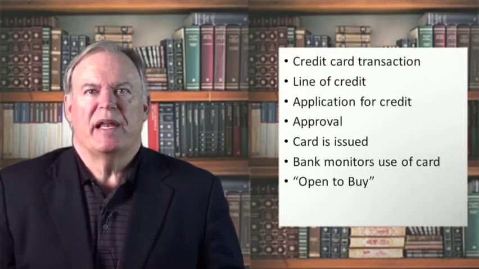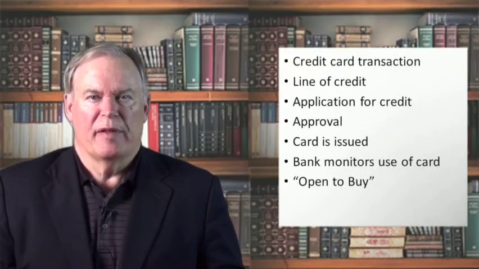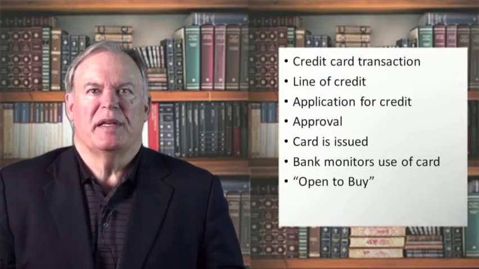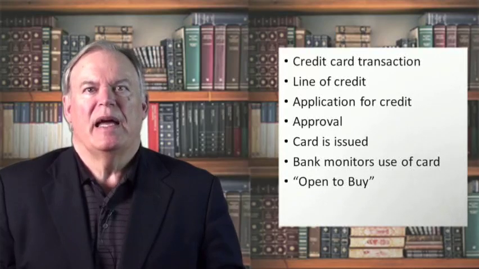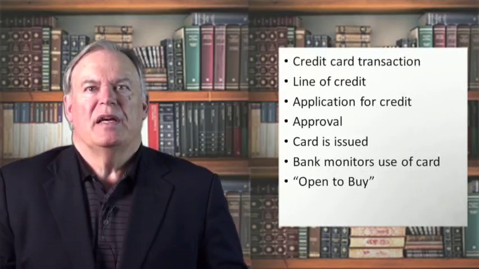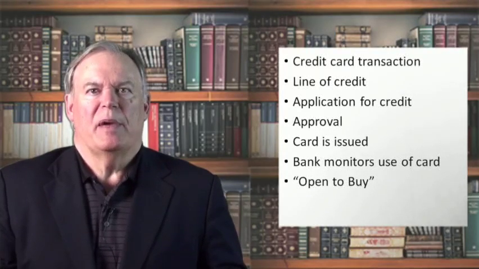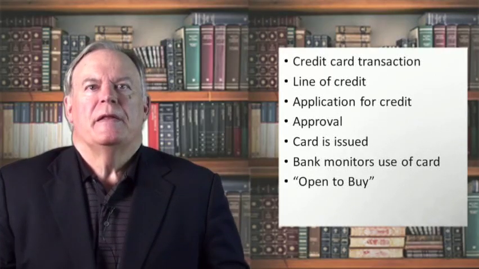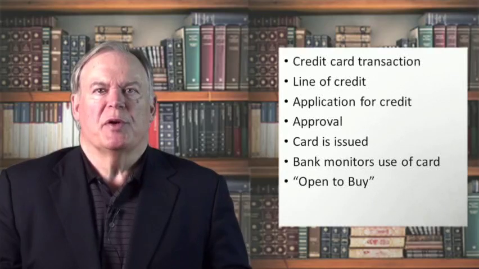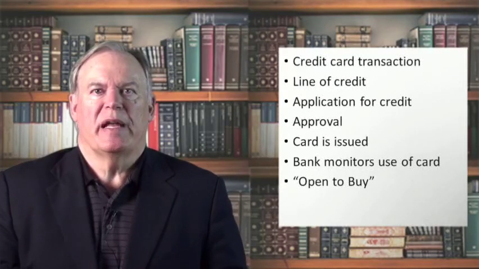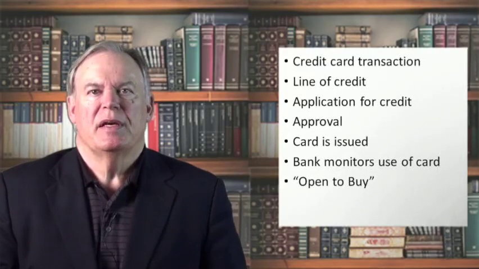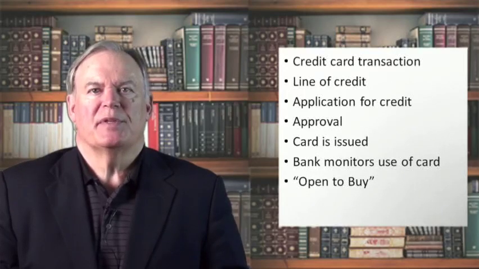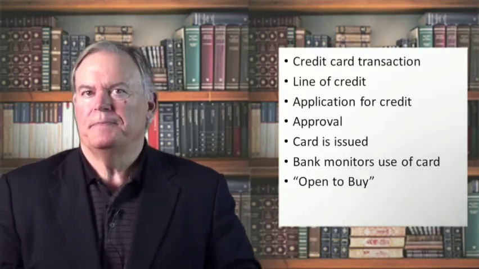The cardholder completes an application and, if creditworthy, the financial institution establishes the credit line at a specific dollar amount, gives you the terms of the credit card program, and sends you a card. The financial institution monitors your use of the card and reduces your credit line by the outstanding balance. Your available credit is sometimes called open to buy.